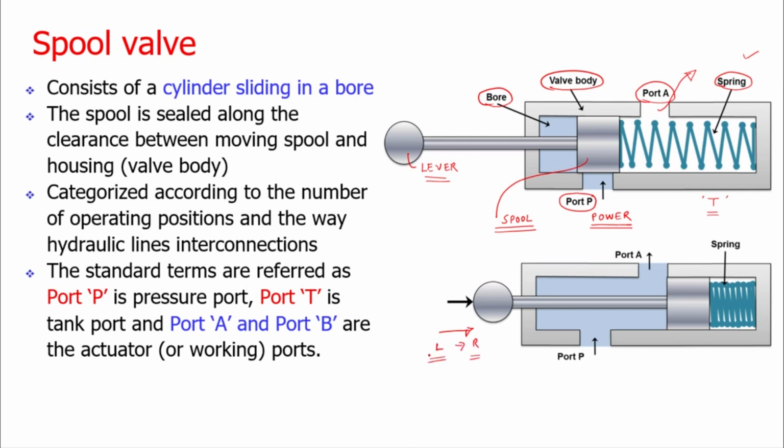So when it is happening, then the port P will be open to the application. So the pressurized fluid is allowed to flow through the valve and it will be allowed to apply at the desired location. So in this way, the spool valve is working.